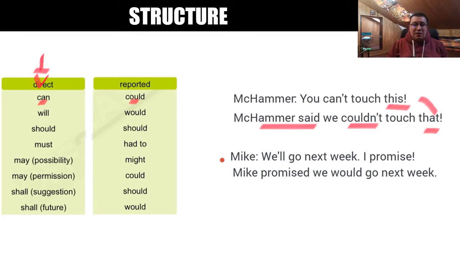Okay. Another one could go with the use of will. If we have will here, the backshifting is going to go with would. Imagine that Mike promised you that you will go somewhere next week, whatever. I have no idea where you're going to go. And sometimes some other verbs can replace tell and say, because it's unnecessary to repeat everything. So, for example, Mike promised we would go next week. In this case, promised works just as well as using tell or say. So it all depends on what you want to say.